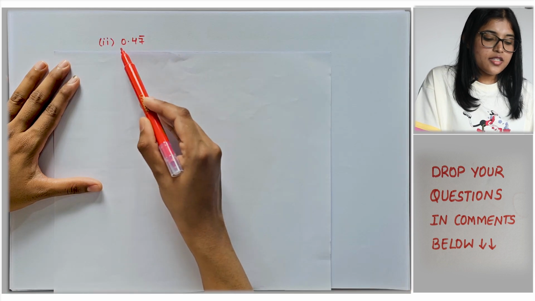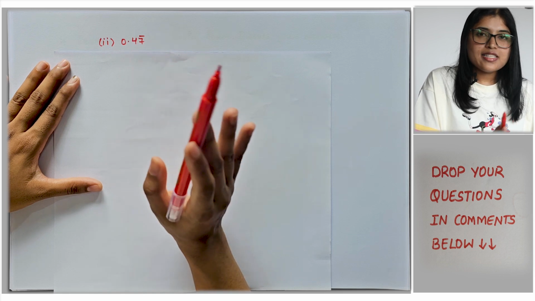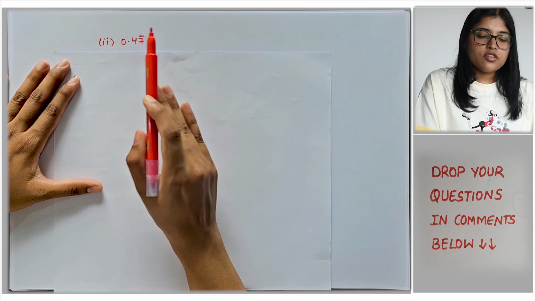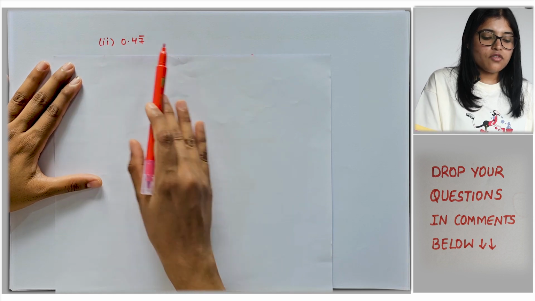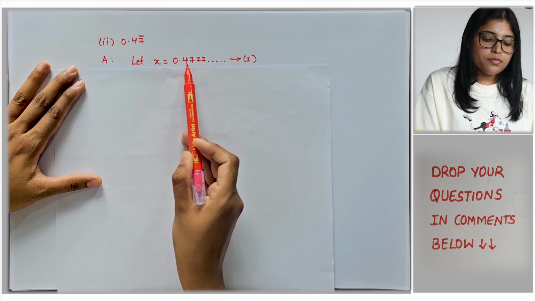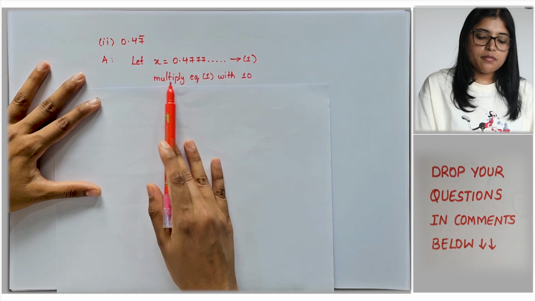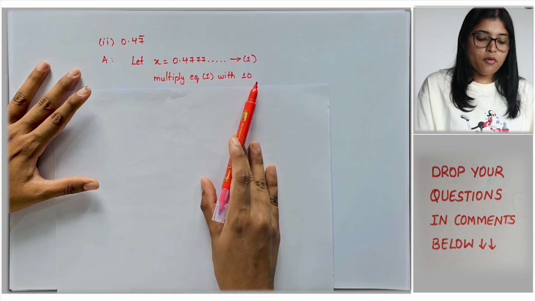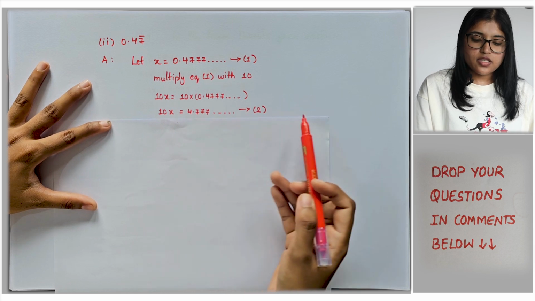Second question is a decimal 0.47 bar. Here you can see only 7 is recurring, 4 is not. So let us start this problem by assuming x equals 0.477 and so on. The first step should be bringing this number that is not recurring outside the decimal. How can we do that? Multiply equation 1 with 10. Upon multiplying, I end up with 10x equals 4.777 and so on.